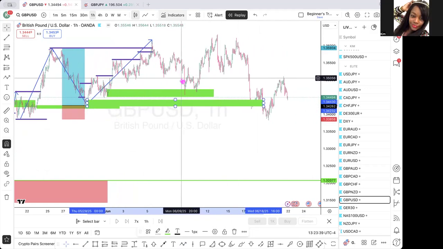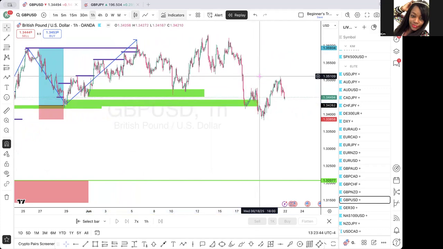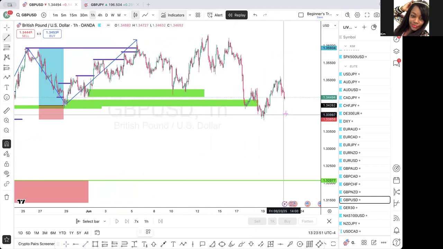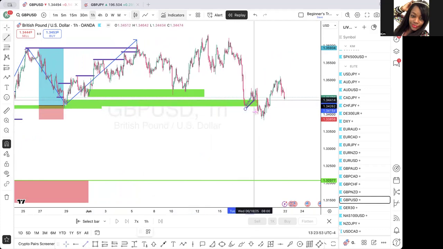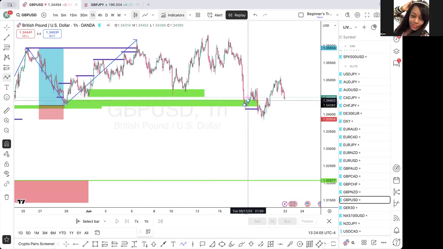Now, as you can see, price came back to it, but understand that there was no structure at this time. Price came down here. That was the low, right? Price pushed back up, but there was no structure, meaning I needed to see a push up, a break, and then a shift. That is structure to me.